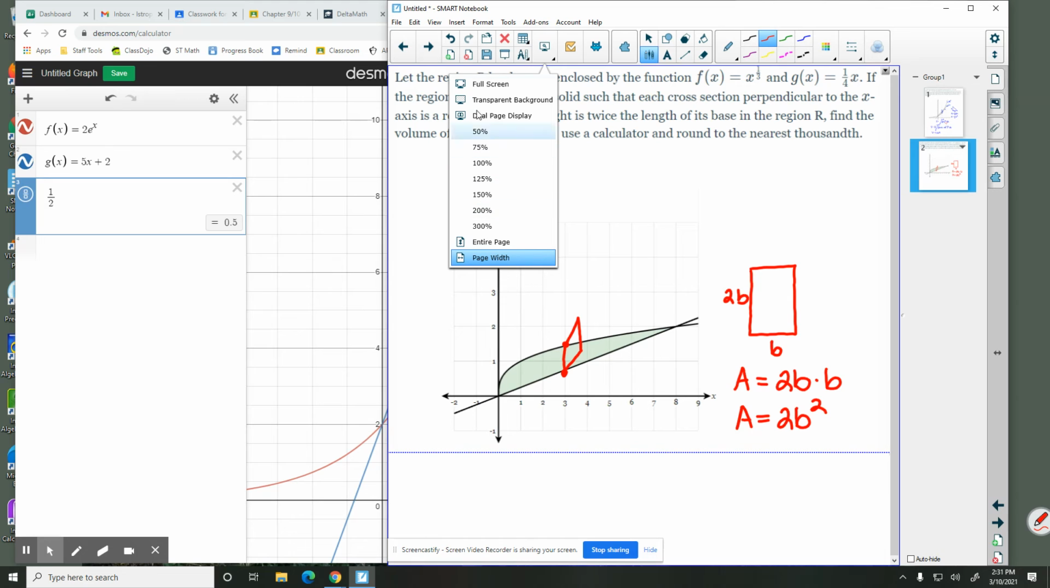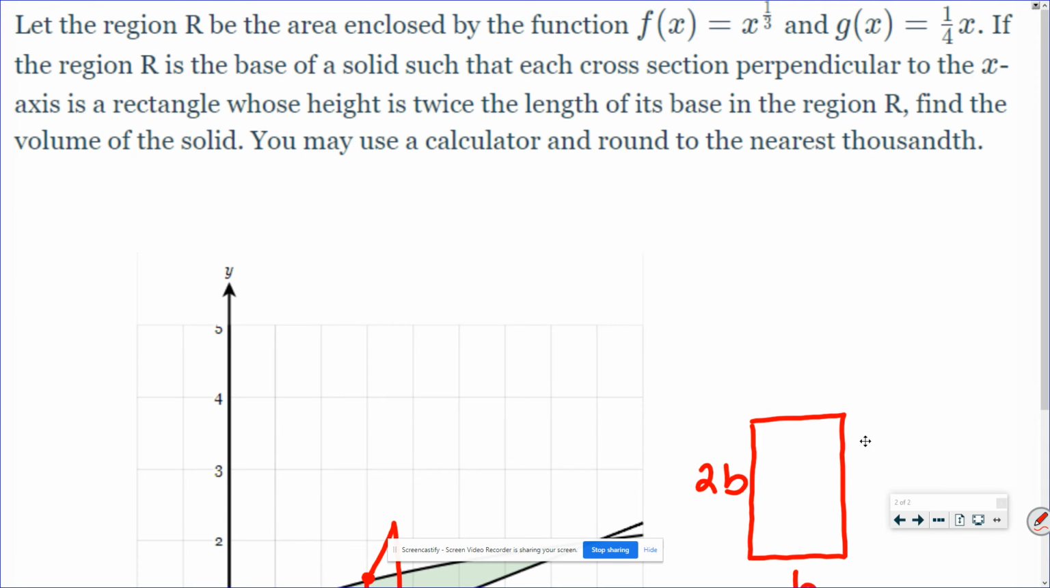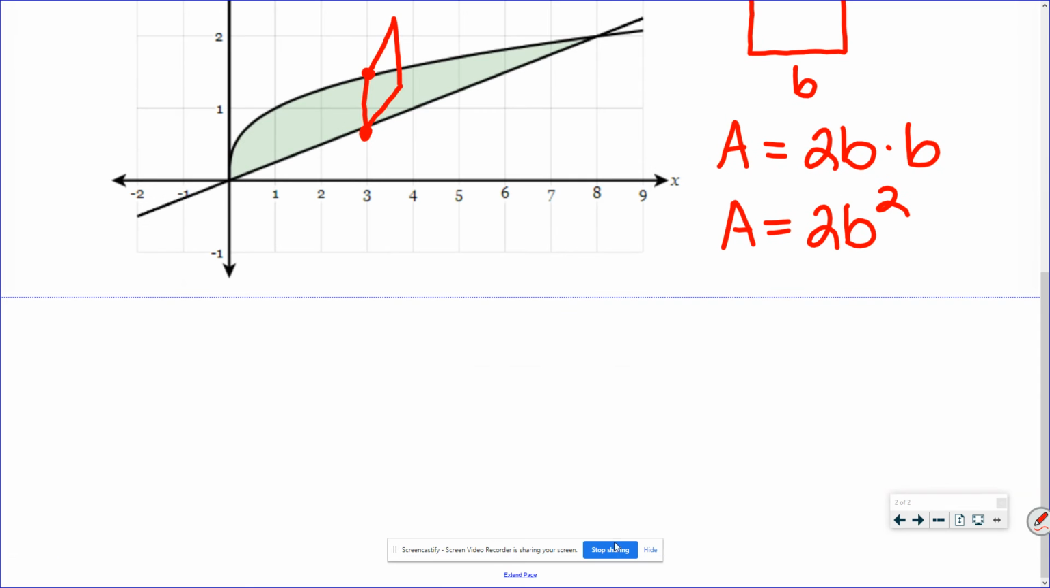Okay, now what you would want to do next is go to Desmos again, and you want to see what are my x values where this region starts and stops. So I can tell it starts at 0. Where does it stop? It stops right here where they intersect. You could verify this value on Desmos, but I believe it is just 8.